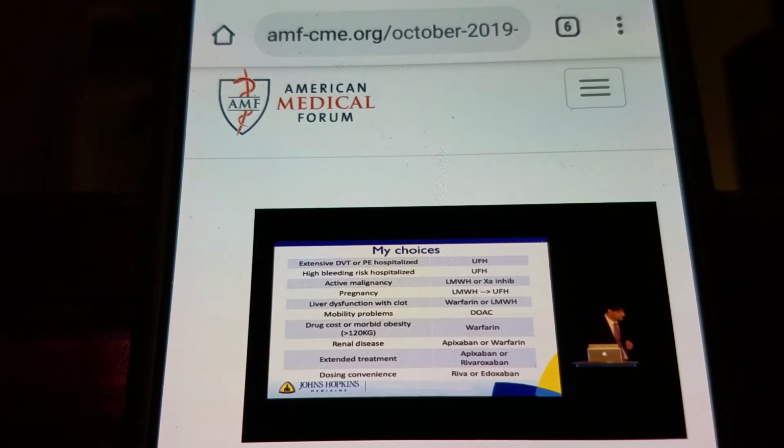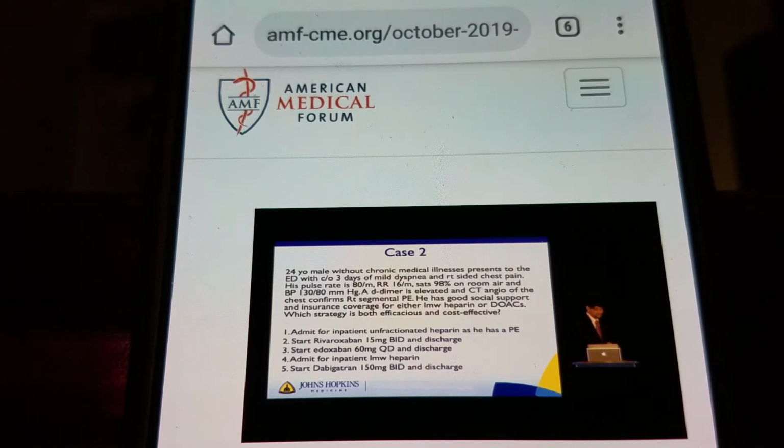And lastly, convenience. Both Rivaroxaban and Edoxaban are once daily drugs versus Apixaban being twice a day, and dabigatran being twice a day. Okay, we're going to go to our next case.